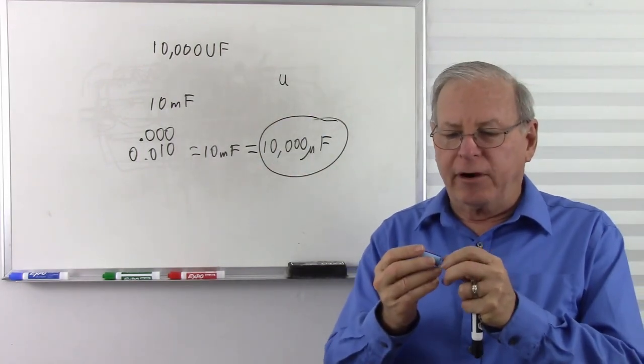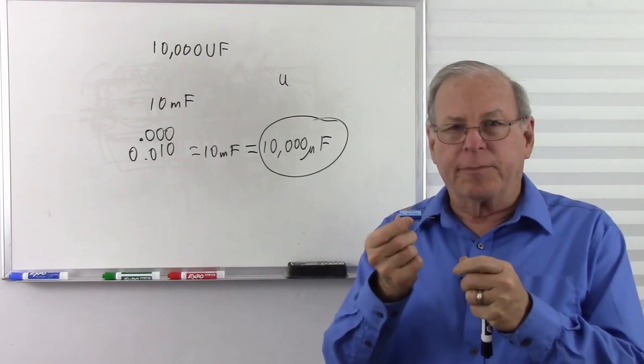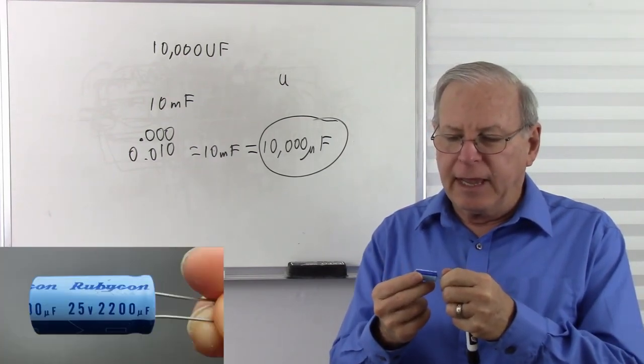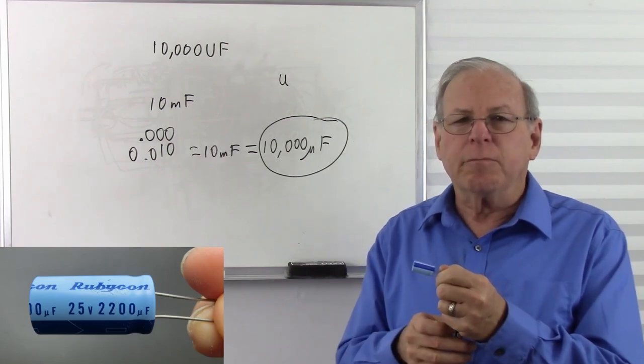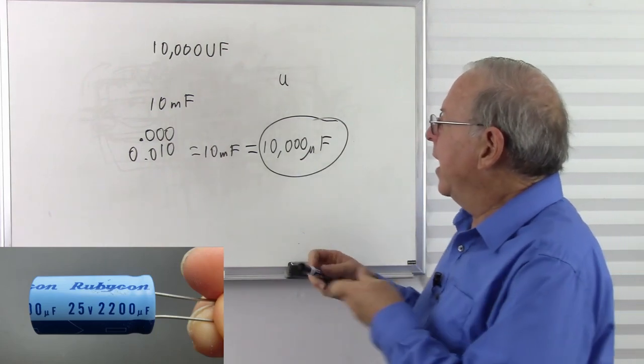So here's an example of a capacitor, and you can't see it there, so I'll put a little close-up in the corner there. And it says 2200 mu F. So what do we have?